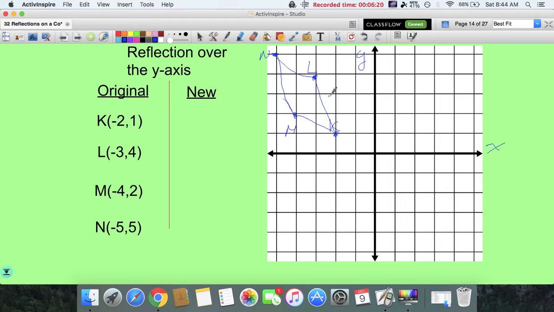And I'm going to reflect this over the y-axis. So we're going to go from here. I'm going to jump over and land here. We're going to go from left over the y-axis. So the new quadrilateral is going to be on this side. So take it point by point.